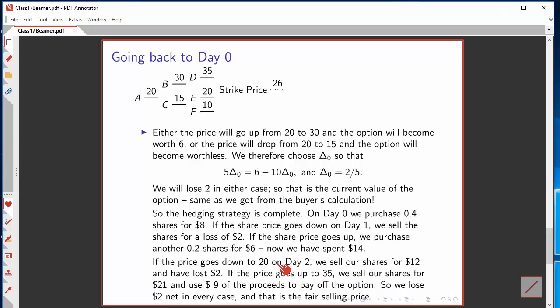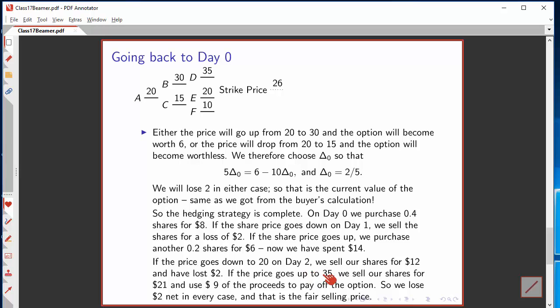Now we've got to consider what happens on day 2. If the price goes down, we breathe a sigh of relief. We don't have to pay off the option, and we still have these shares, which we can sell for $12. We spent 14, sold the shares for 12, and we lost $2.